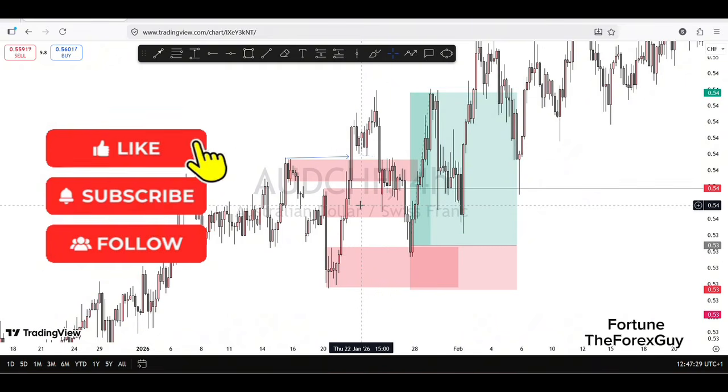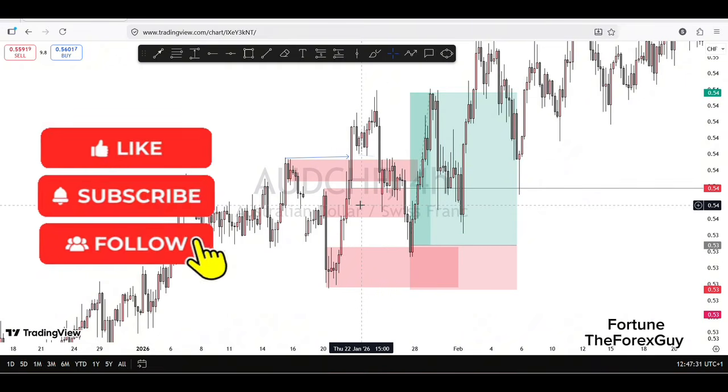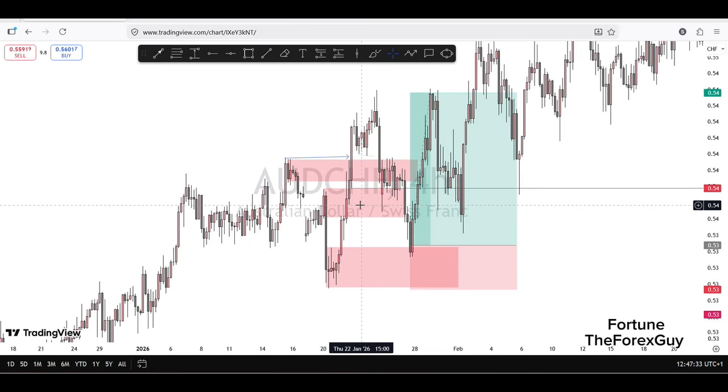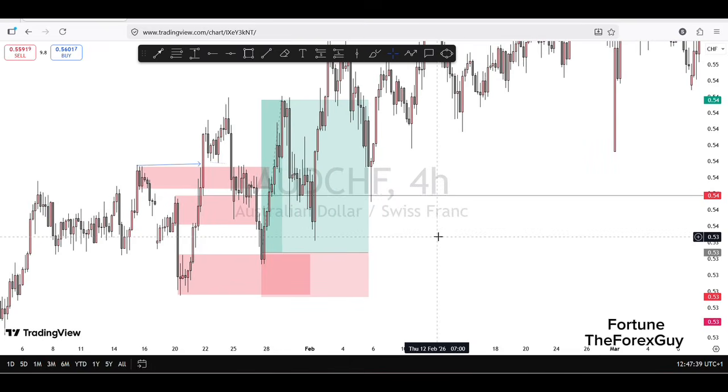So it is not you just trading supply and demand, it is you knowing if your demand level is at a discount level and if your supply level is at a premium level. Let's move on to more examples.